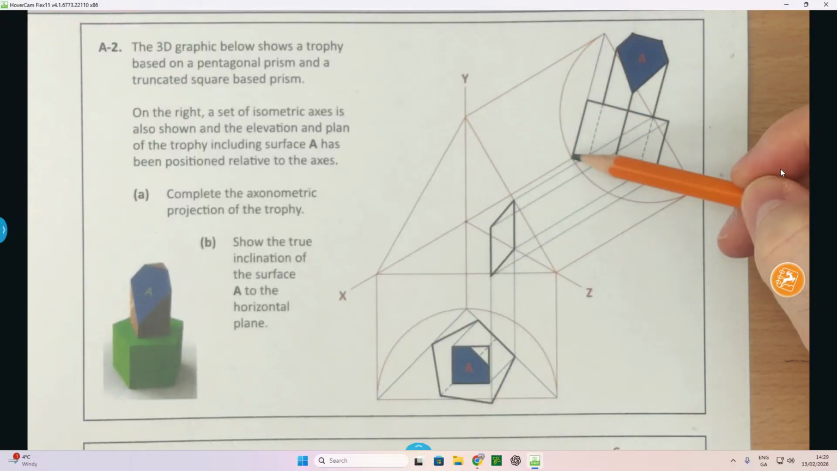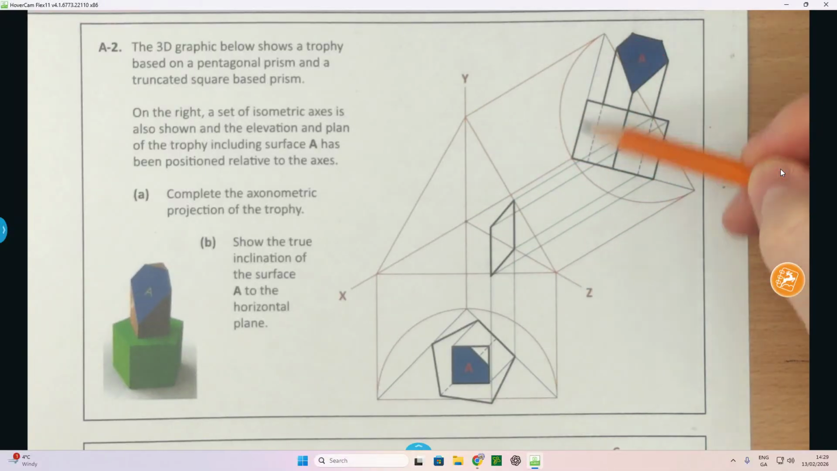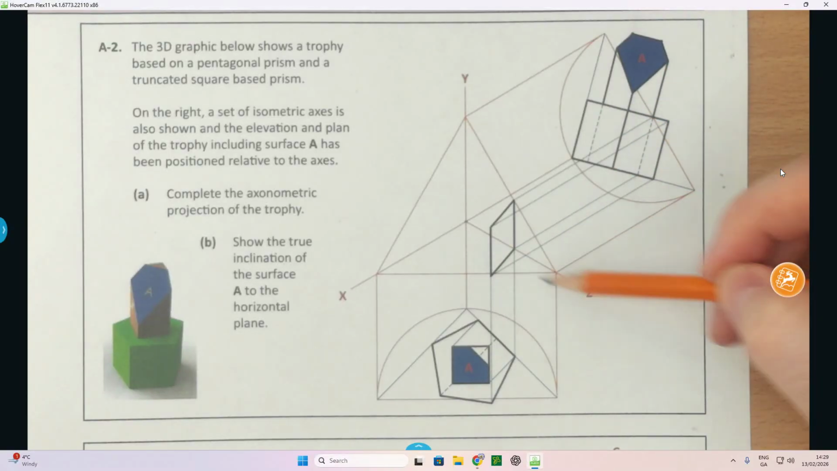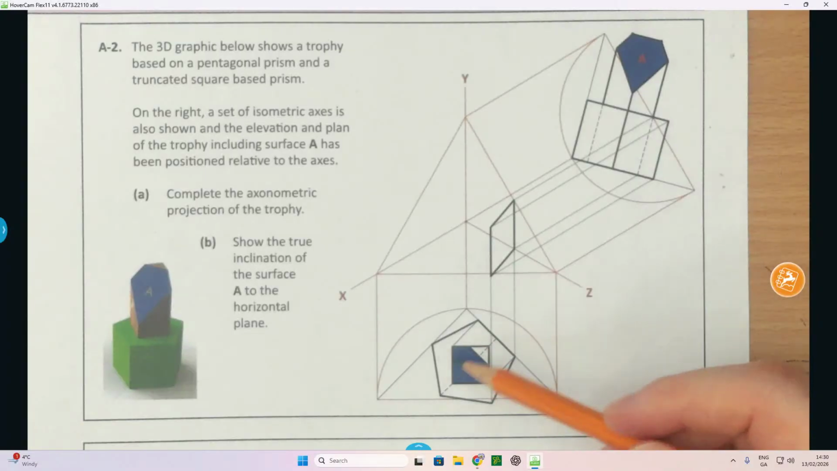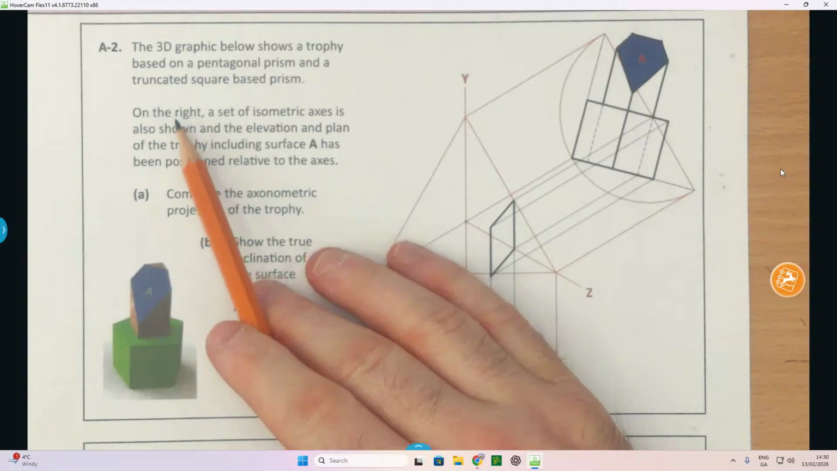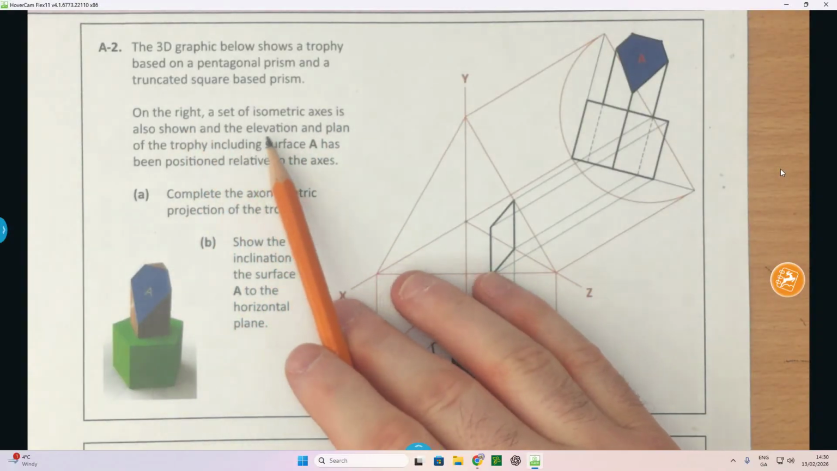This is our y axis and our z axis, so yz, there's our y and z, because this view here is clearly showing it's actually an end elevation if that's the z axis. And then this view down here will be our x and our z, and that will be the plan view down here. So on the right, a set of isometric axes is also shown, the elevation and plan.